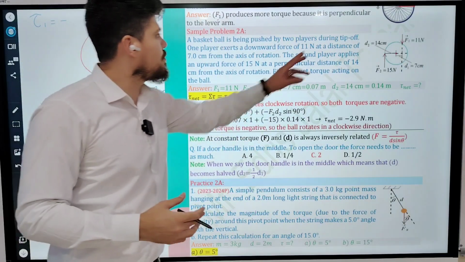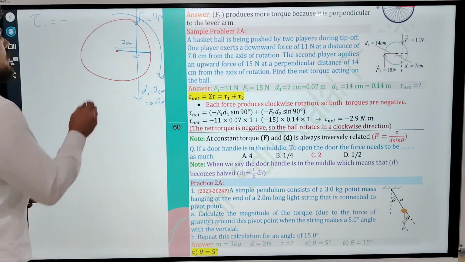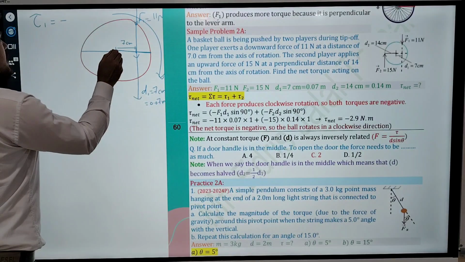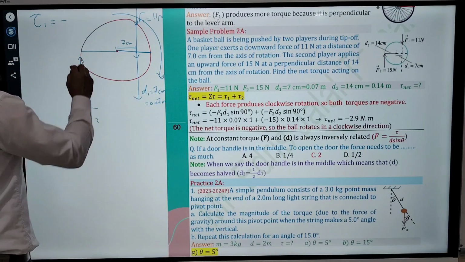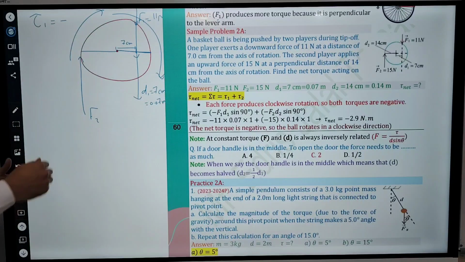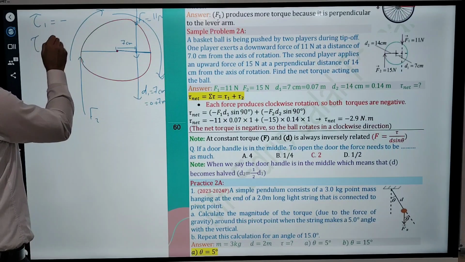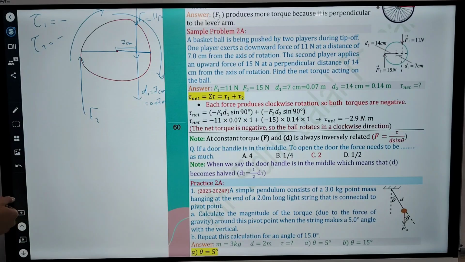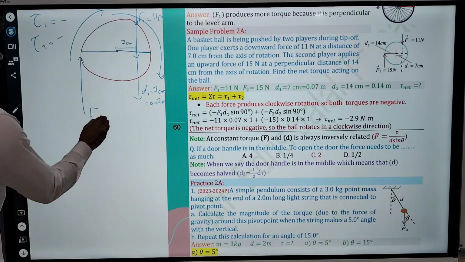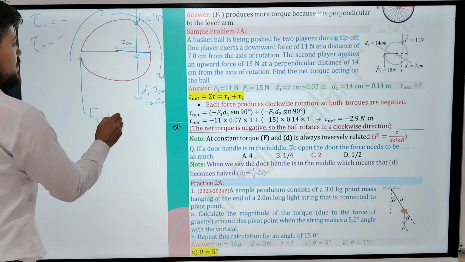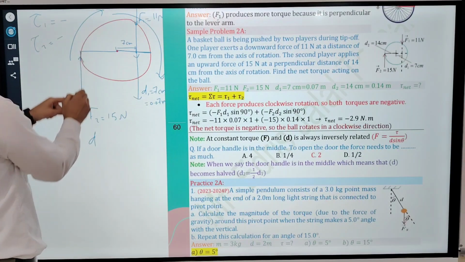The second player applies an upward force, 15 Newtons, perpendicular to the distance. This is the distance. Upward force perpendicular, F2. This force also produces clockwise rotation of the ball, so that is why torque number 2 is also going to be negative. Why? Because it is rotating in the clockwise direction. But F2 has a value of 15 Newtons at a distance of, which one has more distance, F2 or F1?